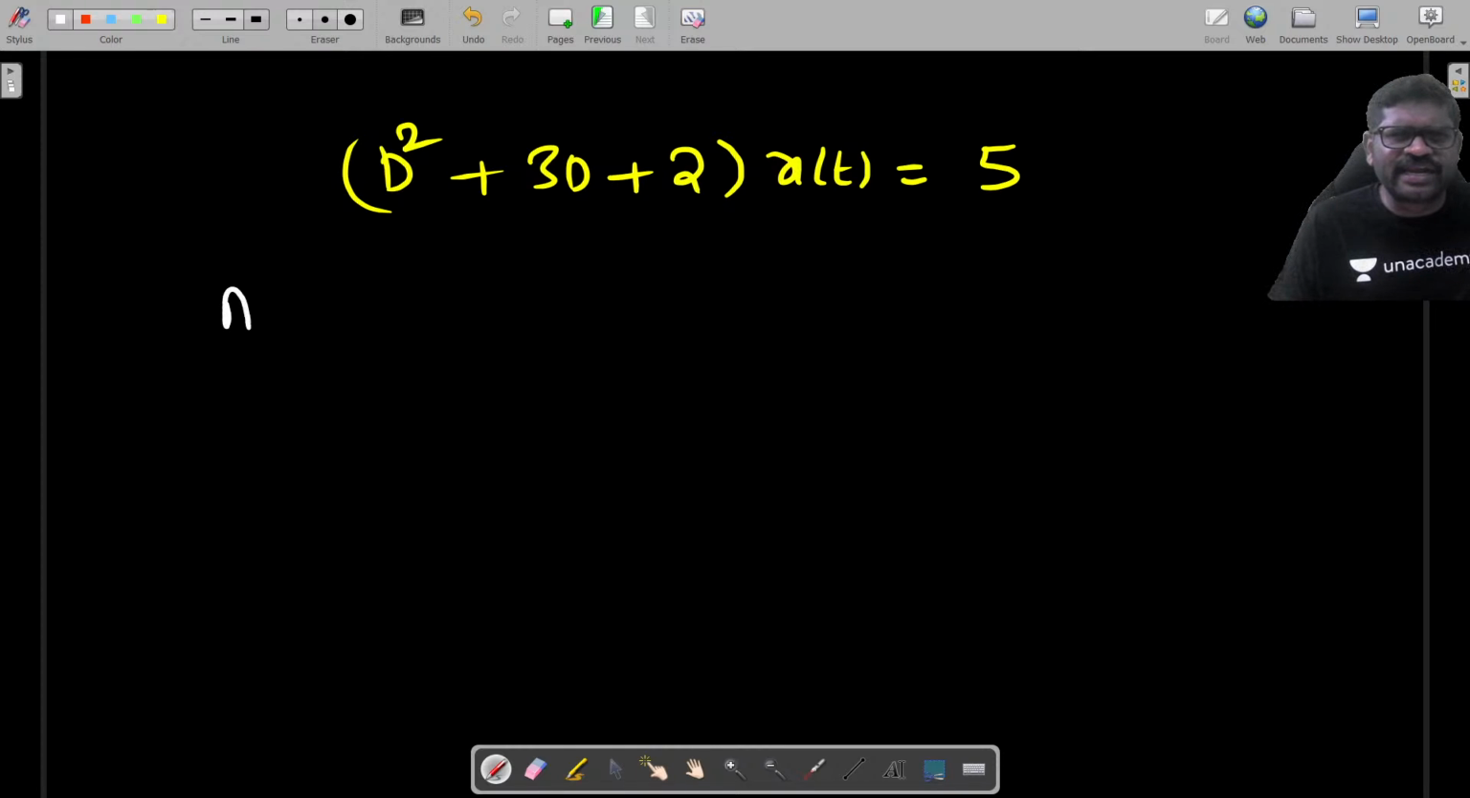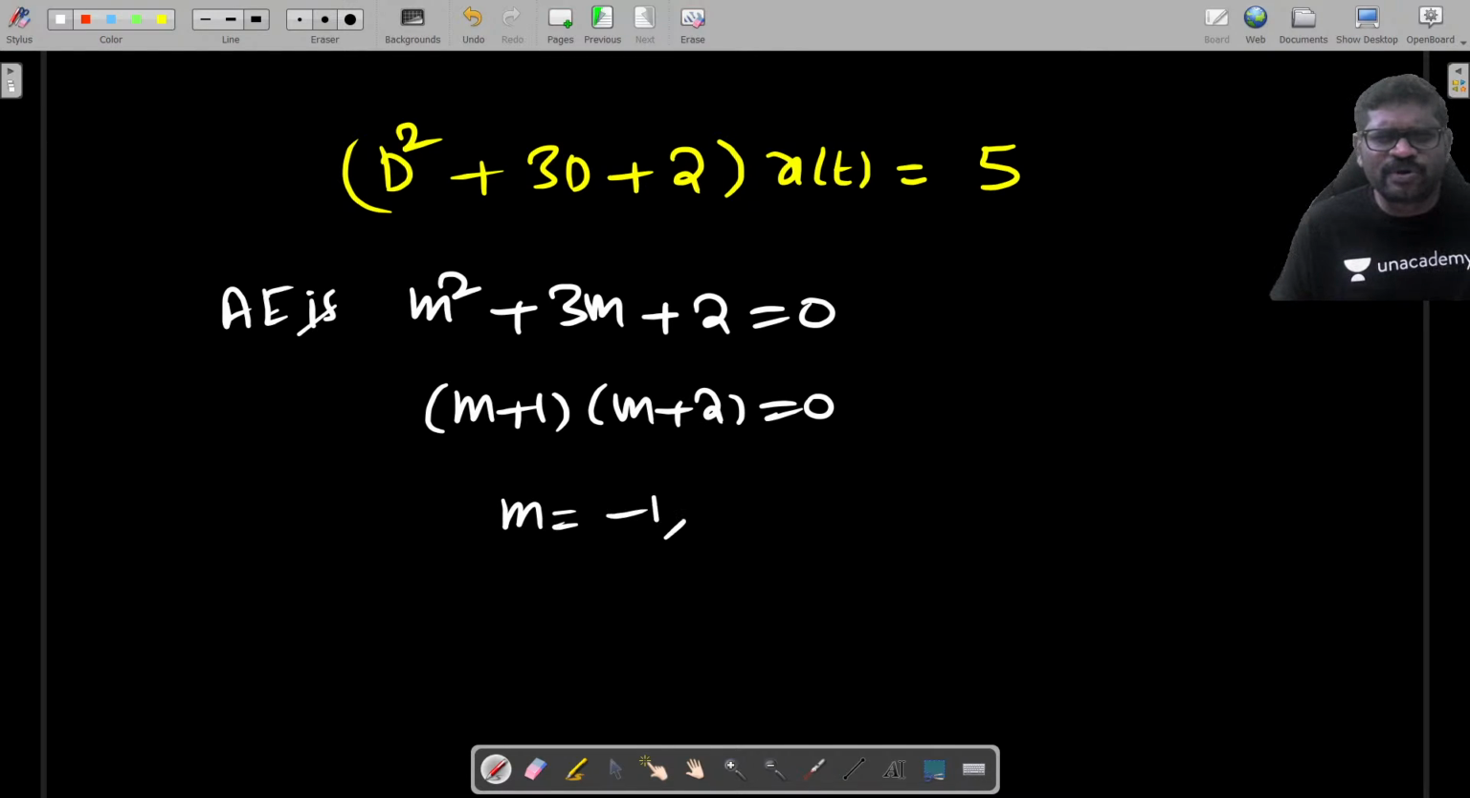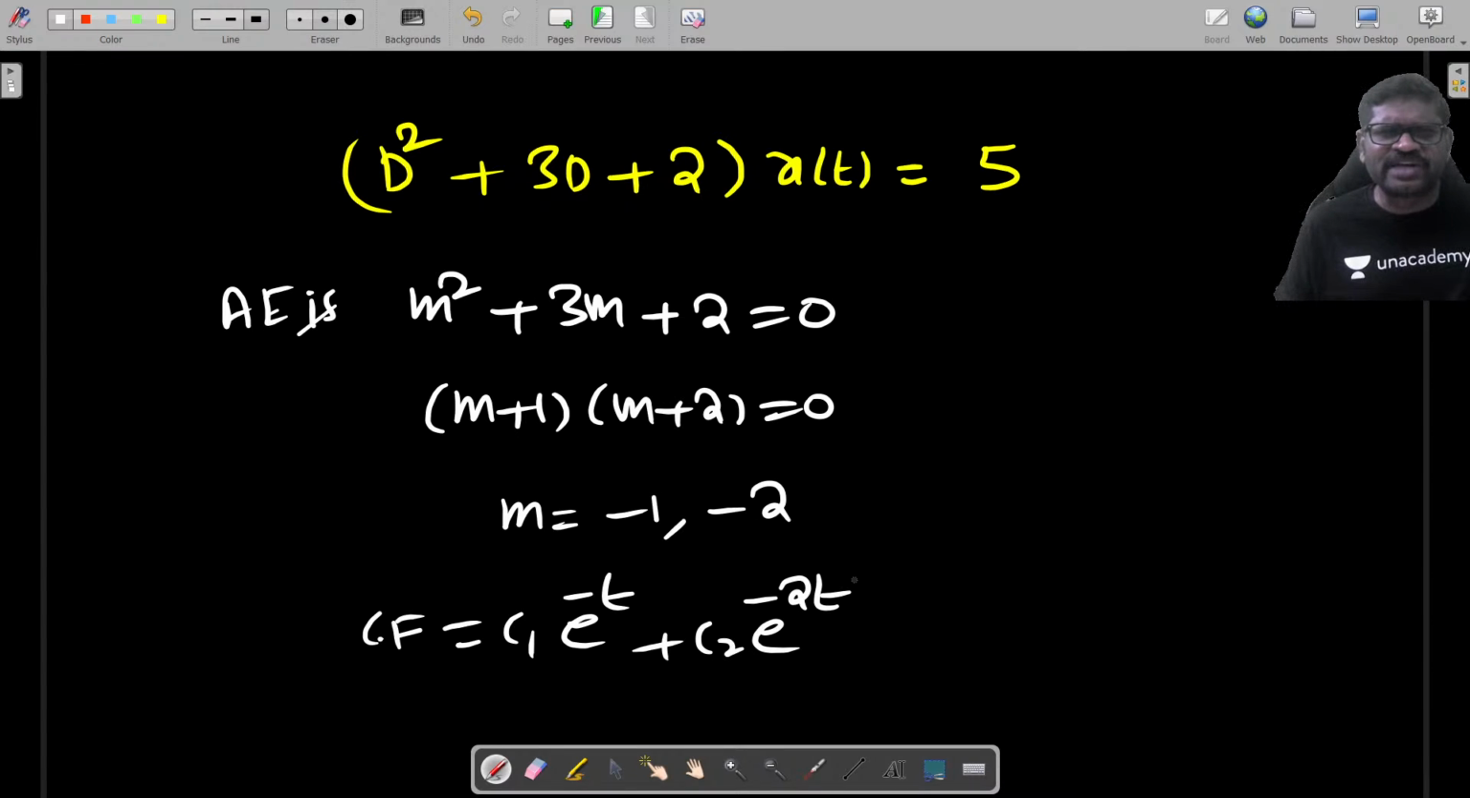The auxiliary equation is m square plus 3m plus 2 equal to 0. (m plus 1)(m plus 2) equal to 0. m is equal to minus 1, minus 2. Therefore, the complementary function is c1 e power minus t plus c2 e power minus 2t.